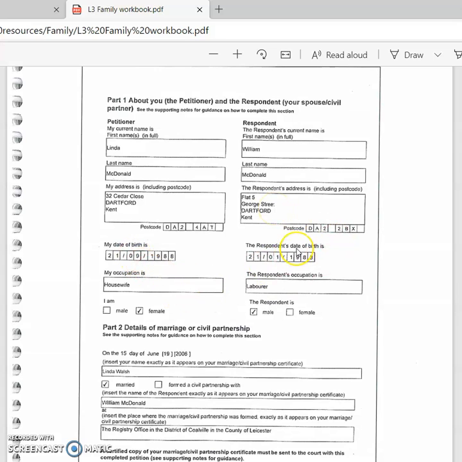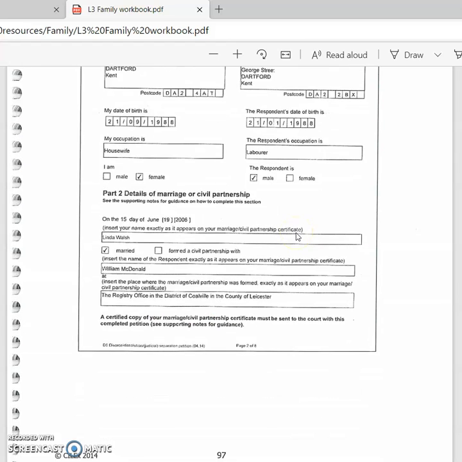We've got her date of birth, his date of birth. She's a housewife, he's a labourer. She's female, he's male. Then it says about when they got married. So they got married on the 15th of June 2006. And her maiden name was Linda Walsh. And she married William MacDonald in the registry office in the county of Leicestershire.